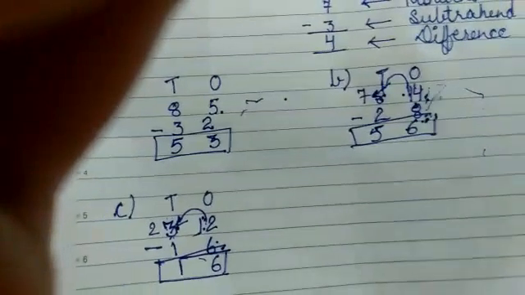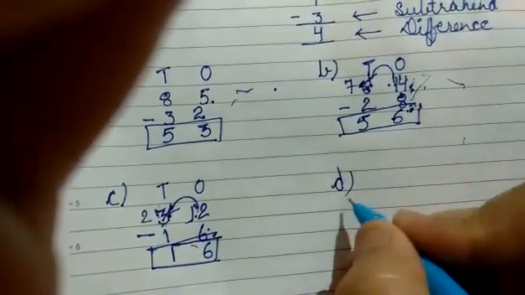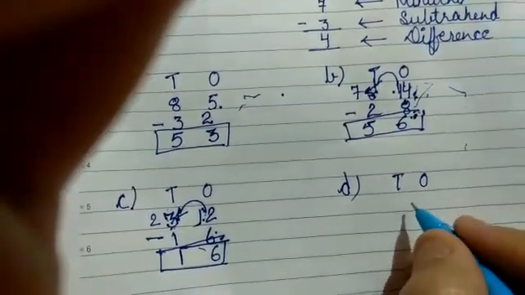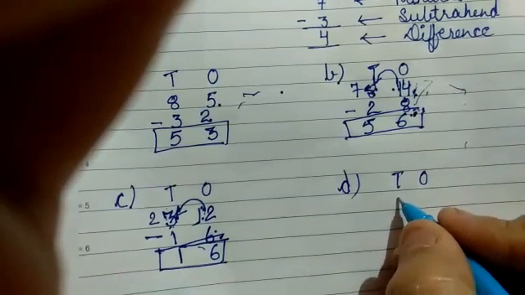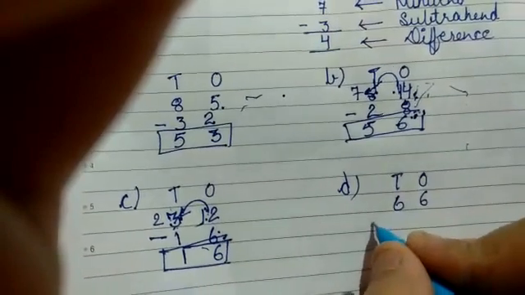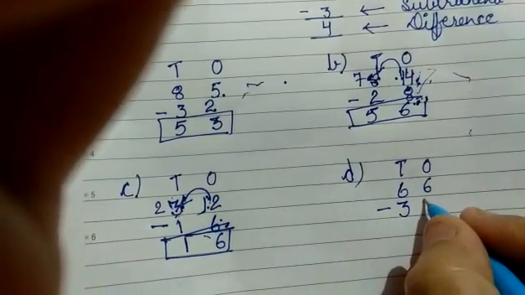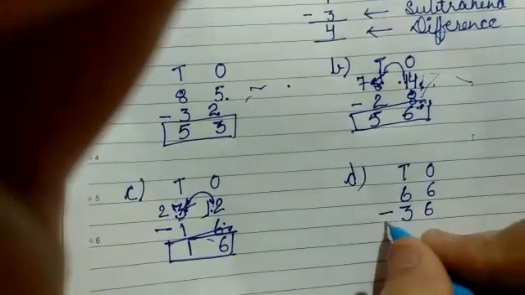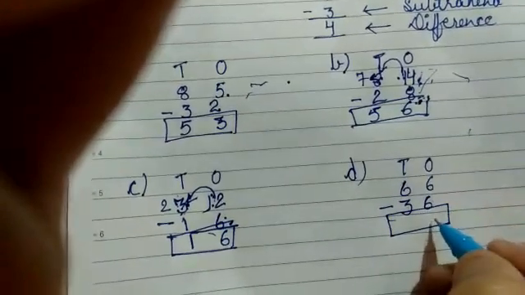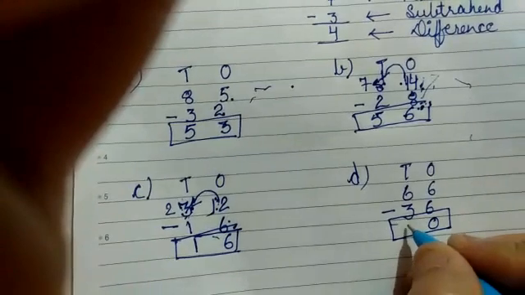We can say difference. Now let's take the last example of today. So first we'll write 66 minus 36. Children, 6 minus 6, 0. Very good. And 6 minus 3, 3.